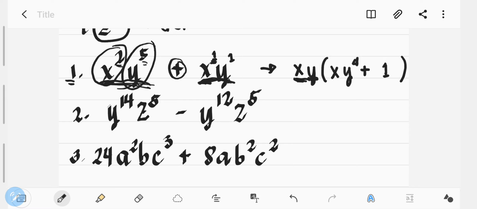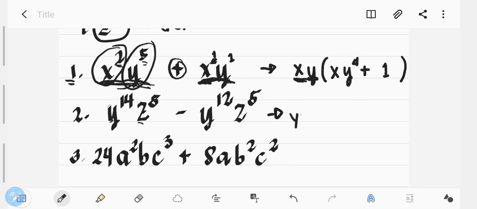Next, yung number 2, tingnan ulit natin. So, titingnan muna natin kung ano yung variables natin. Meron tayong y, meron tayong z. So, y at saka z. So, sa yz, tingnan natin yung exponent. Paghiwalayin ko nga lang ito ng konti.